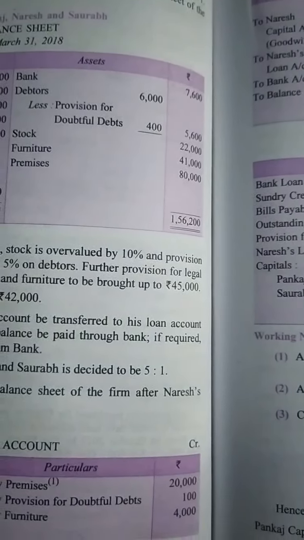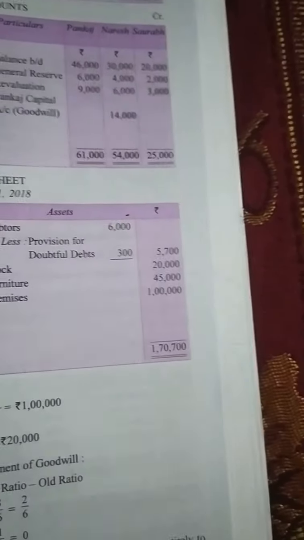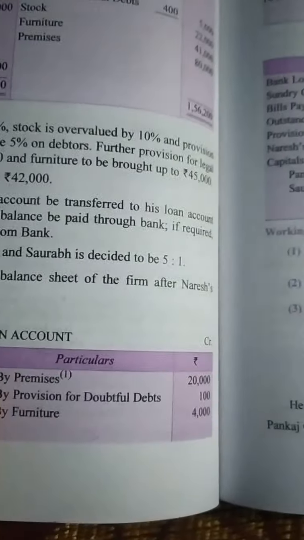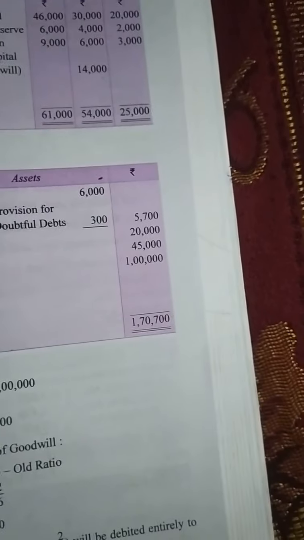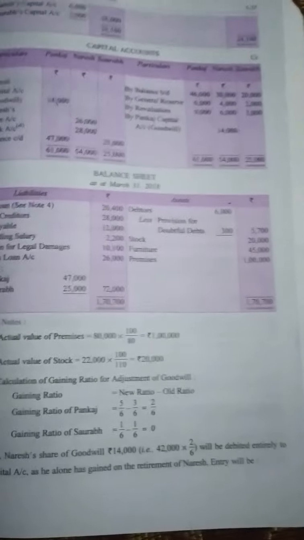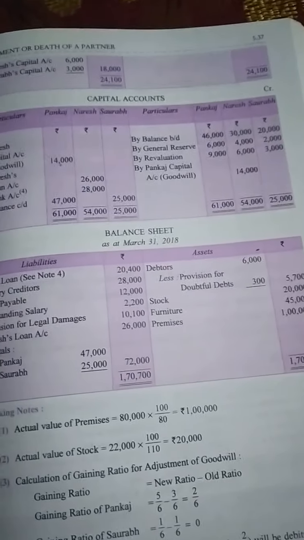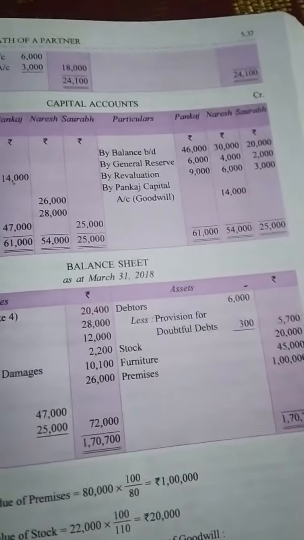Now premises, 80,000. Increase it by 20,000. 80,000 plus 20,000, you will get 1 lakh. So this is the balance sheet, revaluation account and capital account of illustration 37 explained to you. Just try to solve further questions.